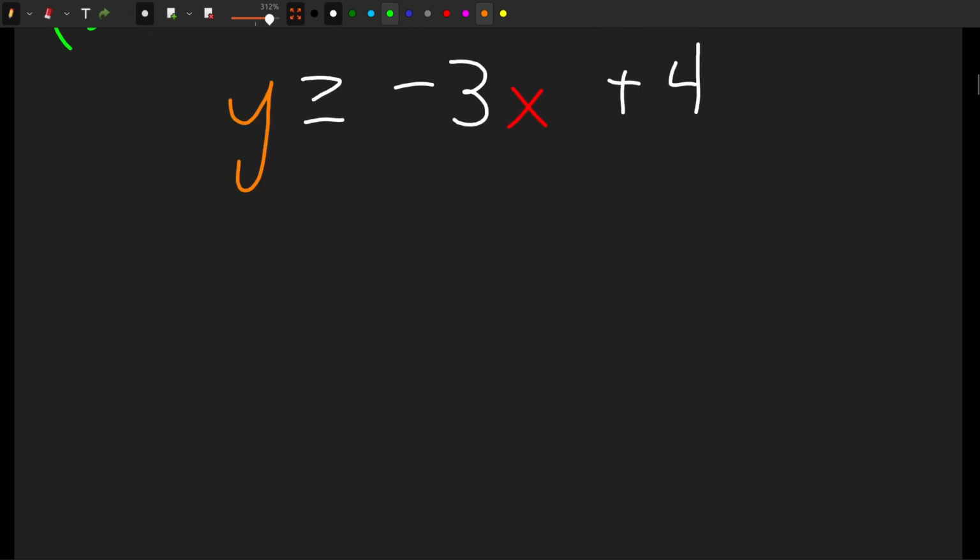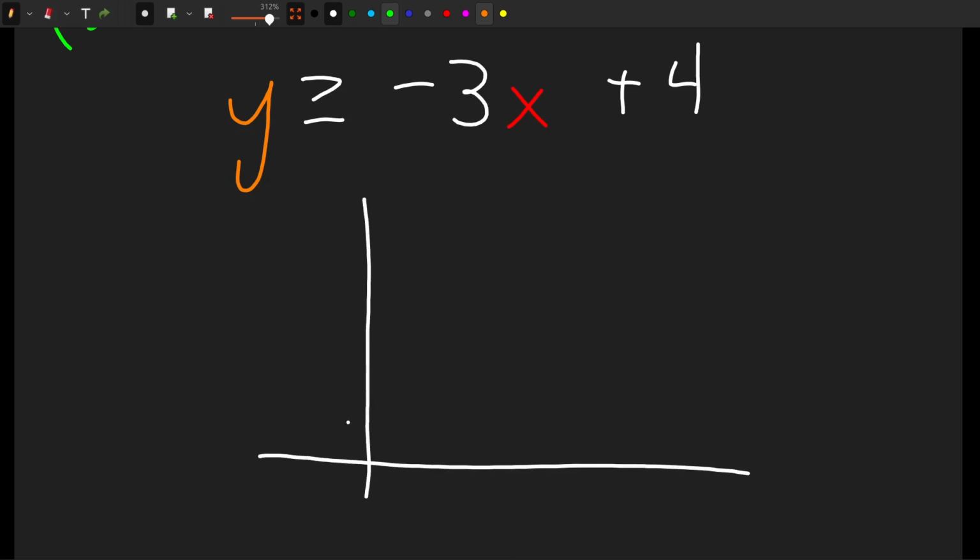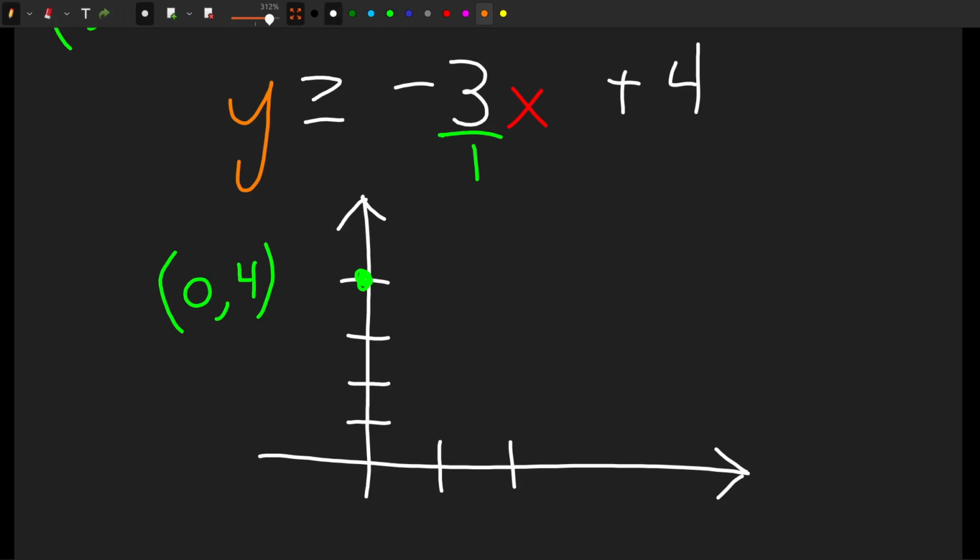Now let's go ahead and graph this. Since this is in slope-intercept form, 4 is my y-intercept. So I have one point here at (0, 4). And then if I use my slope, which is negative 3 over 1, I know I'm going to be going down 3, 1, 2, 3, and then over 1. And I have another point right here at (1, 1).